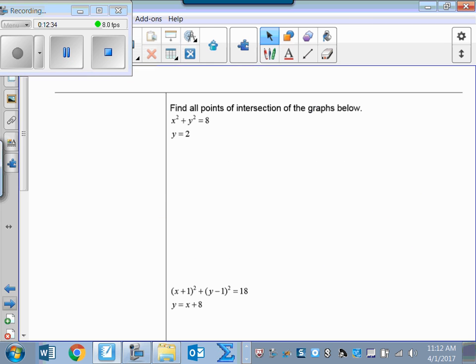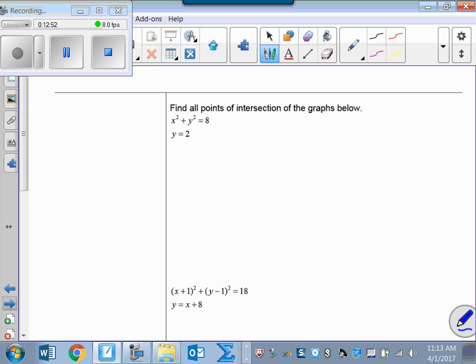All right. Couple more problems here. Don't we just have 2 more? Yeah. So I'll do the first one with you, and then you can do the last one by yourself. Okay, so let's see what we got here. Find all the points of intersection of these graphs.